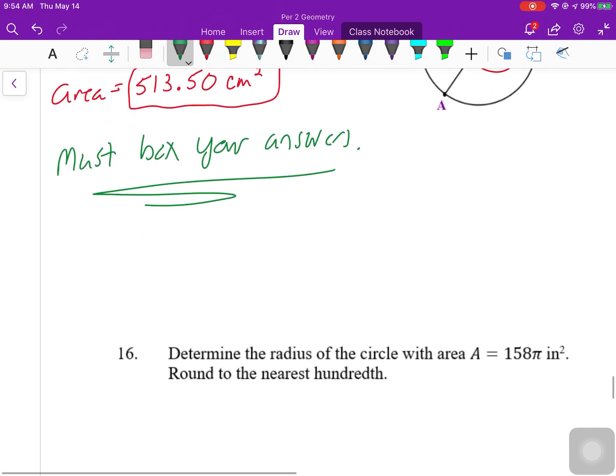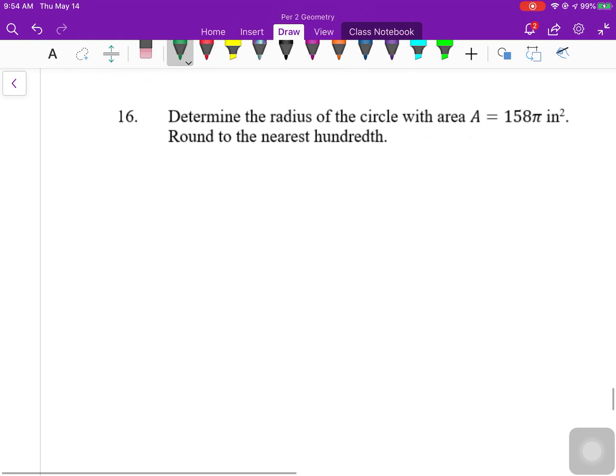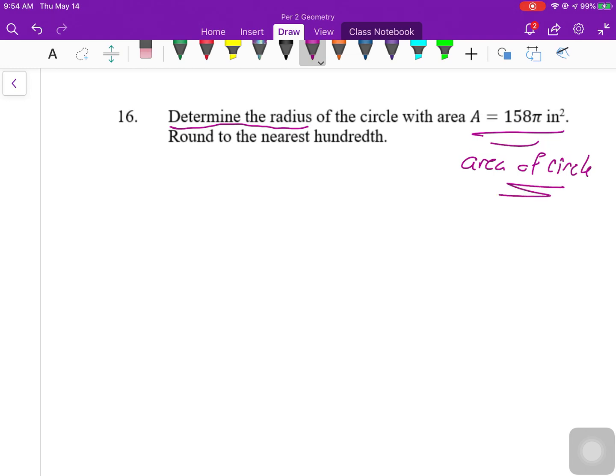Okay, pretty straightforward problem. You will need to know these formulas. They will not be given to you for the test, so you'll have to know them. Number 16 is a little different in that it asks us to find the radius, and it gives us the area of the circle.